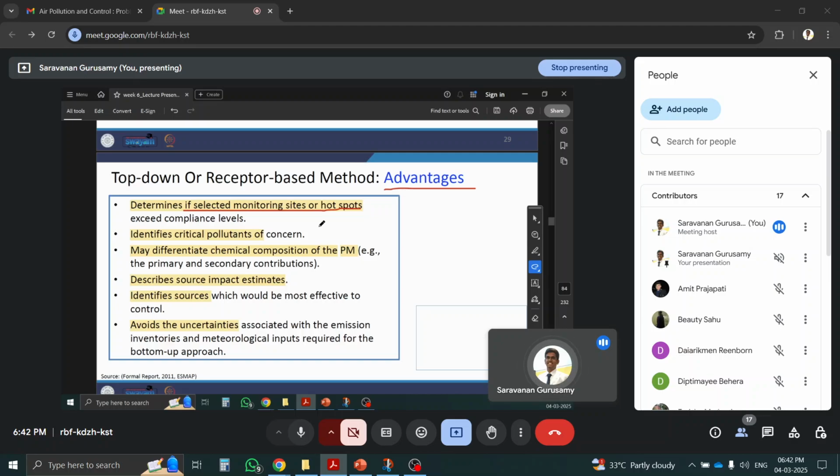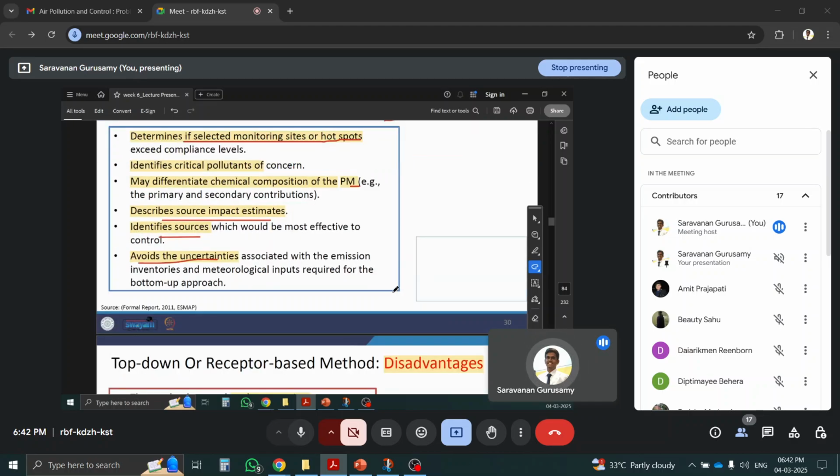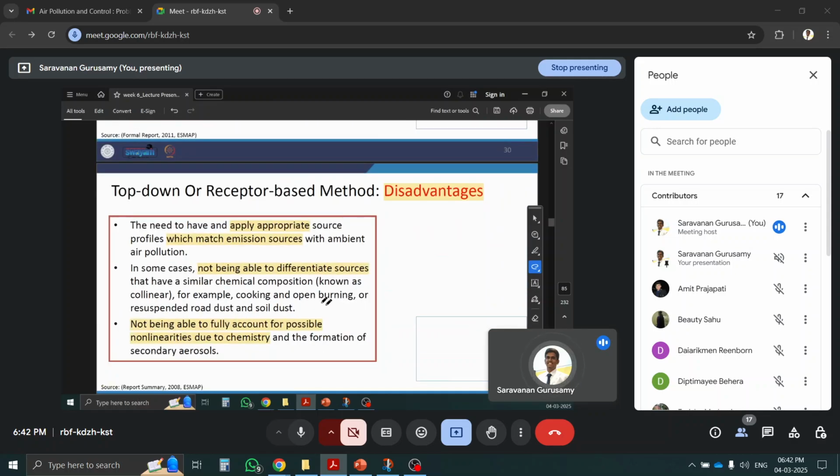It will not give a general way, it will give exact pollutant concentration and the type of pollutant, and may differentiate the chemical composition of the PM, describe source impact estimates and identify the source. It avoids uncertainties because we are going with the total actual mass balance, so there is no uncertainty. But the disadvantage is it needs an appropriate source profile which matches the emission sources.